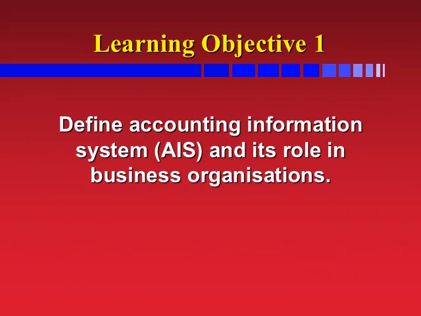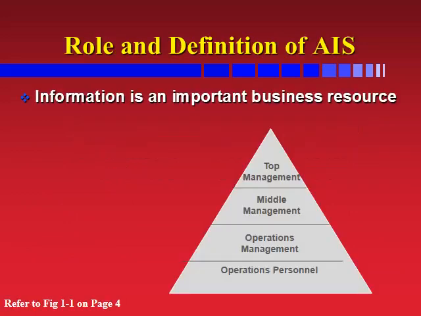So let's look at accounting information systems and its role in business organizations. We begin the study of AIS with the recognition that information is an important business resource. The pyramid in Figure 1-1 shows a business organization divided horizontally into several levels of activity. At the base is the business operations level, where operations personnel need information to support the day-to-day operations.